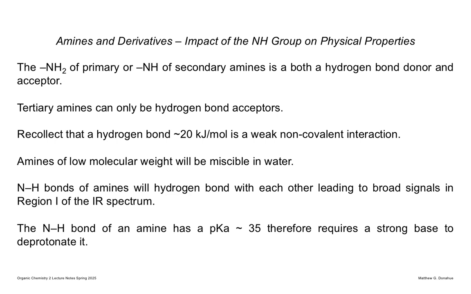So again, primary and secondary amines can be both donors and acceptors for hydrogen bonding. A donor just means it has an NH. The acceptor means it has a lone pair. The tertiary amines can only be acceptors.